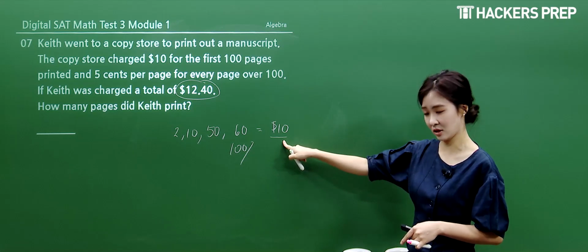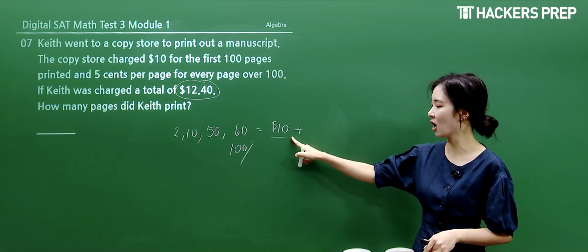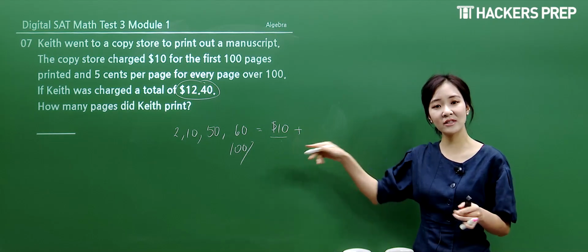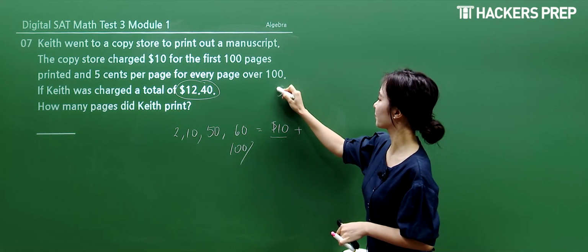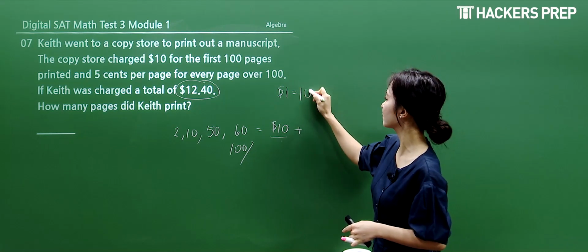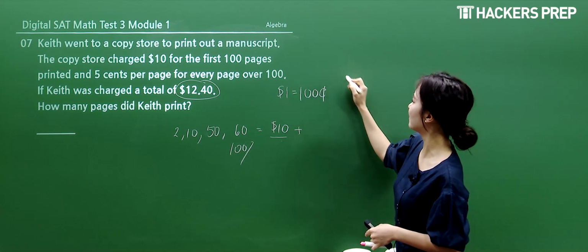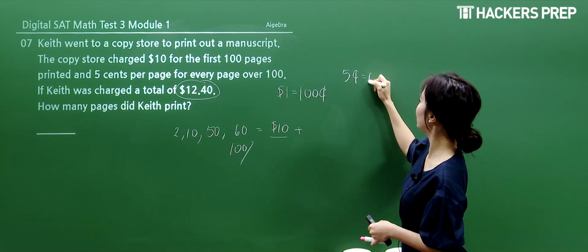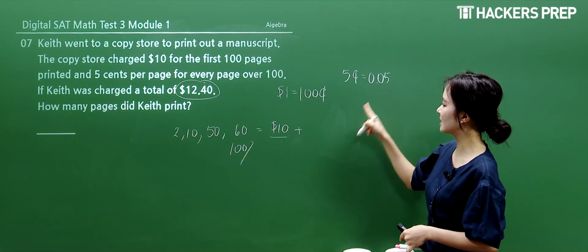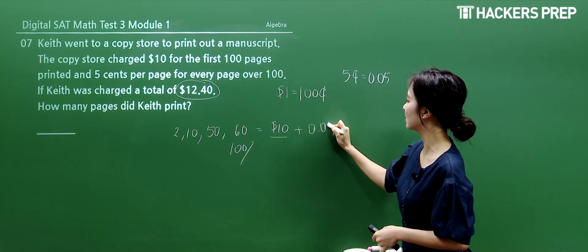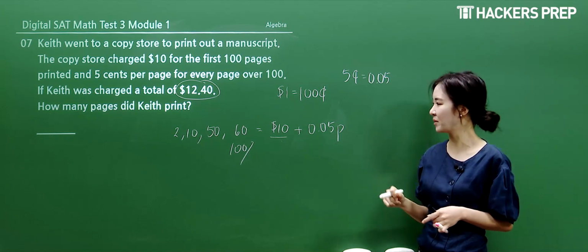So we have this flat fee, $10 plus. Now, what is 5 cents in dollars? Remember, cents and dollars are different units, because $1 is 100 cents. That means we have to express 5 cents as 0.05, okay? So in this case, we add the 0.05 rate times P, where I'm designating P as the variable for the number of pages.